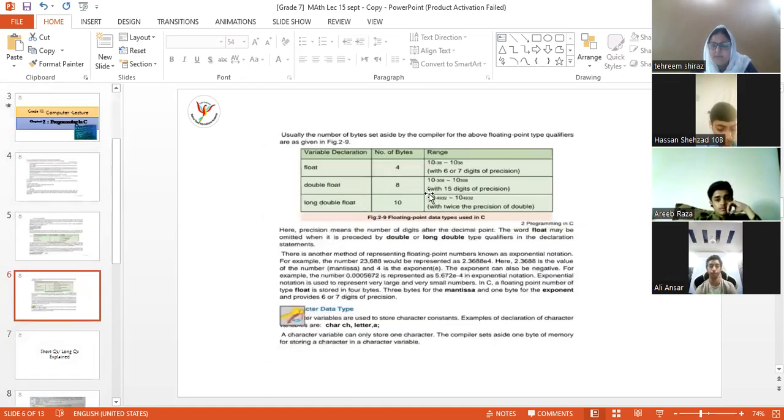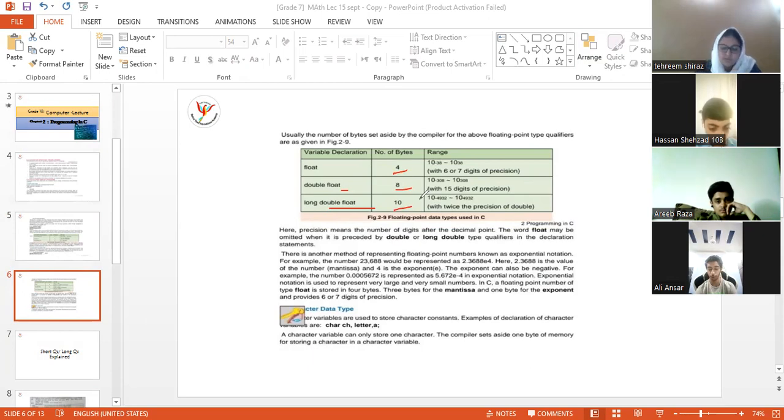Now this is the size range. As I have told you already, float contains 4 bytes. Double contains 8 bytes. Long double contains 10 bytes of space in the memory, right?